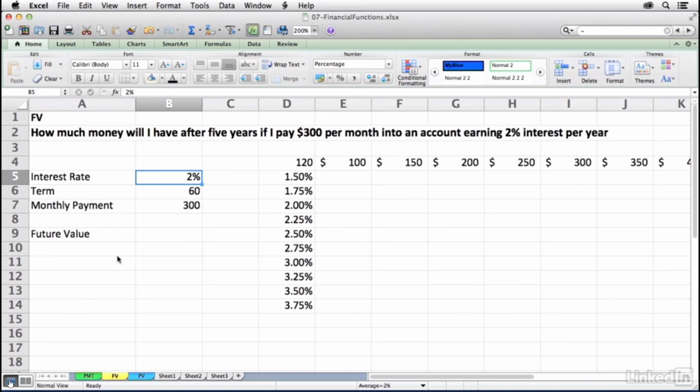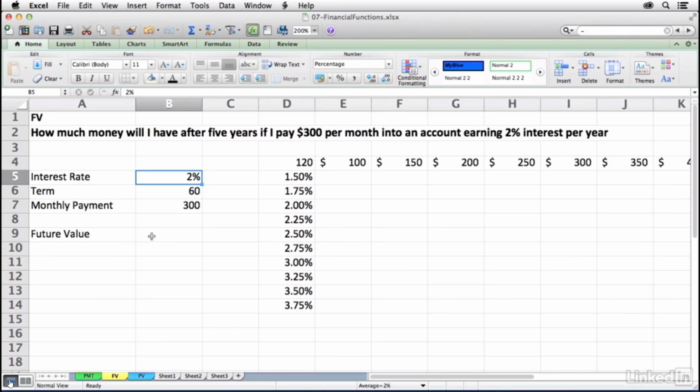Question comes up, how much money will I have after 5 years if I pay $300 per month into an account that earns 2% interest per year? Now, people who are knowledgeable about the stock market might say there probably are better ways to put your money, but nevertheless, let's see what happens here. And maybe by the time you're viewing this, interest rates will have gone up.